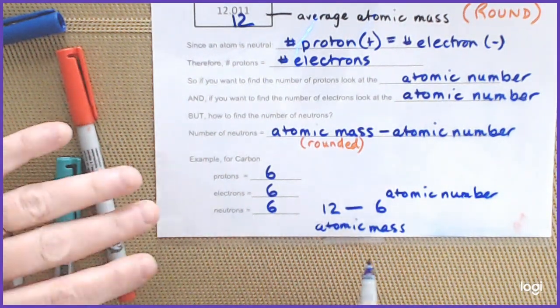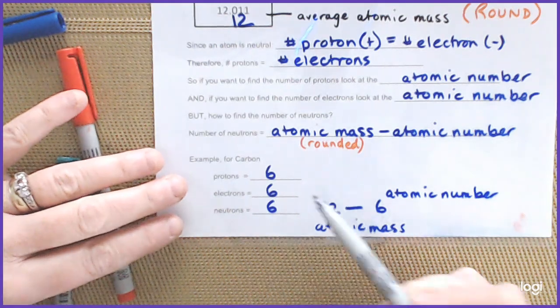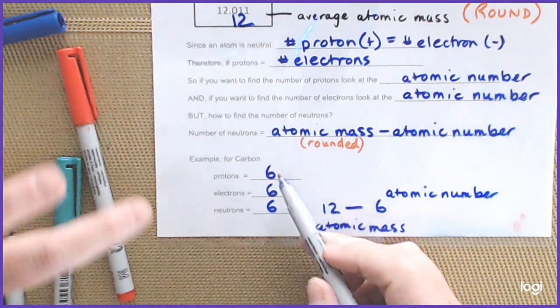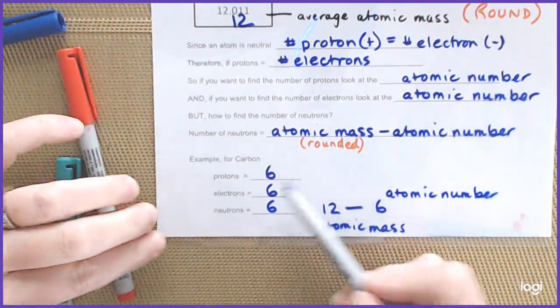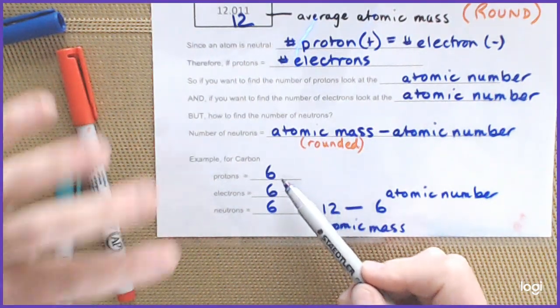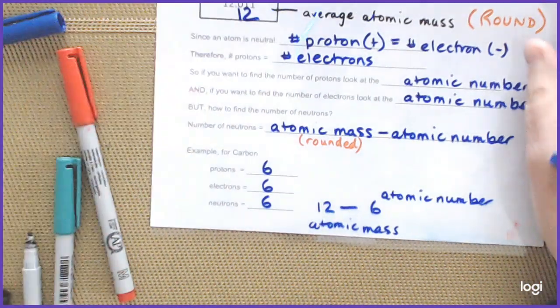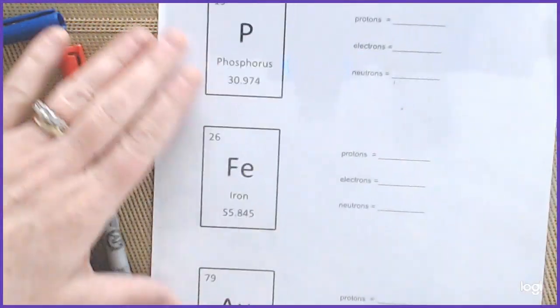Now, not always are the number of protons, electrons, and neutrons going to be equal. For the first 20, sometimes that happens. It doesn't happen all the time, and it's not a rule. They're not always the same number all the way along. So let's take a look now and do an example for phosphorus.